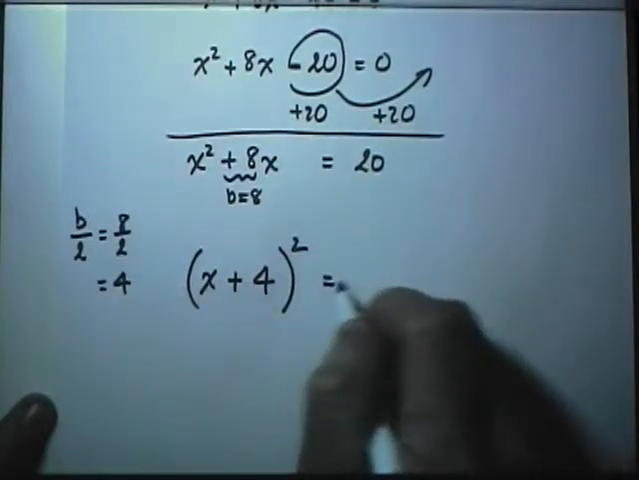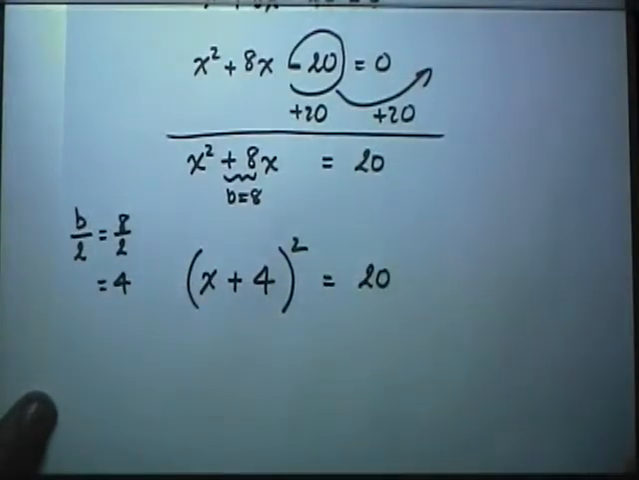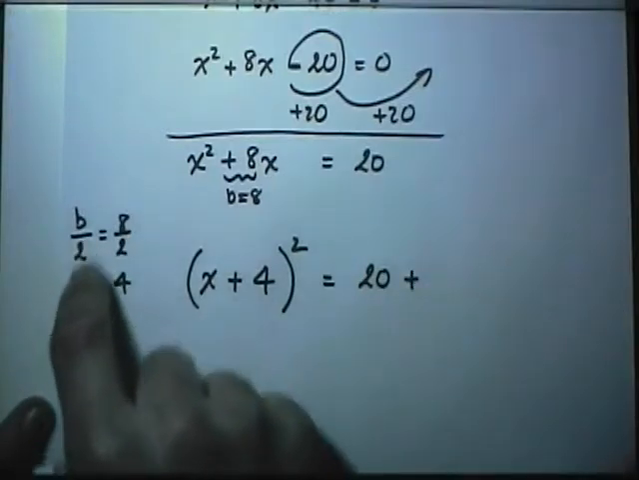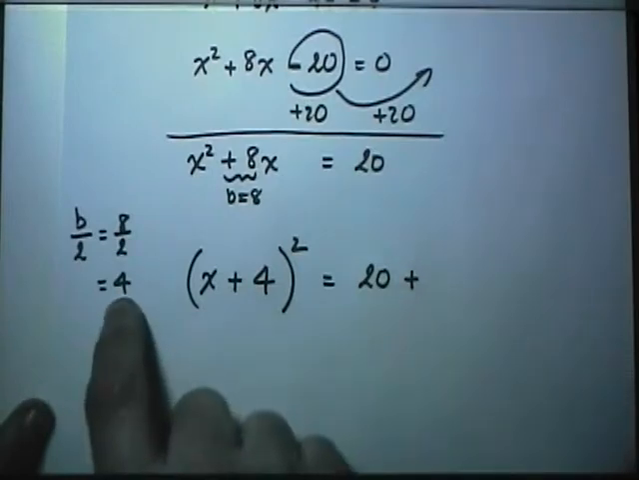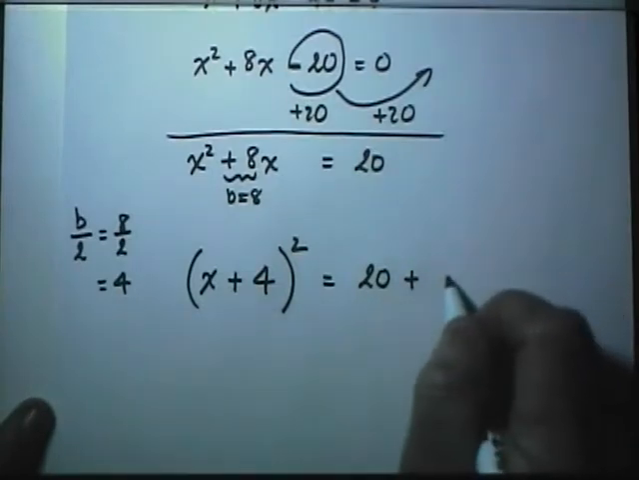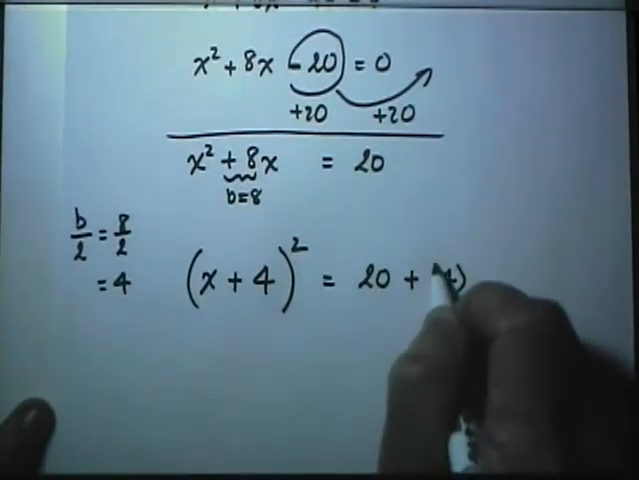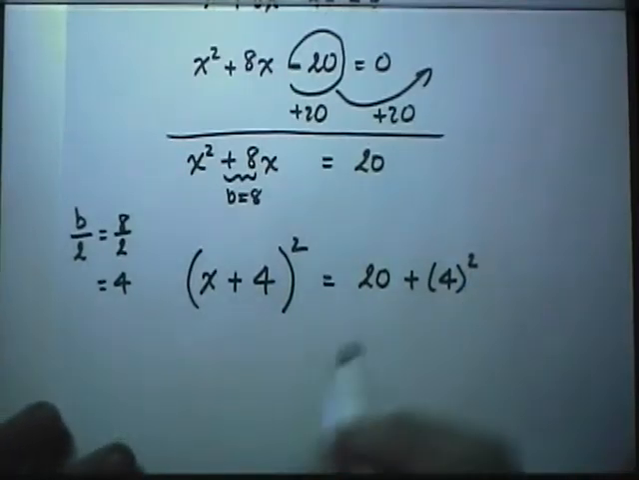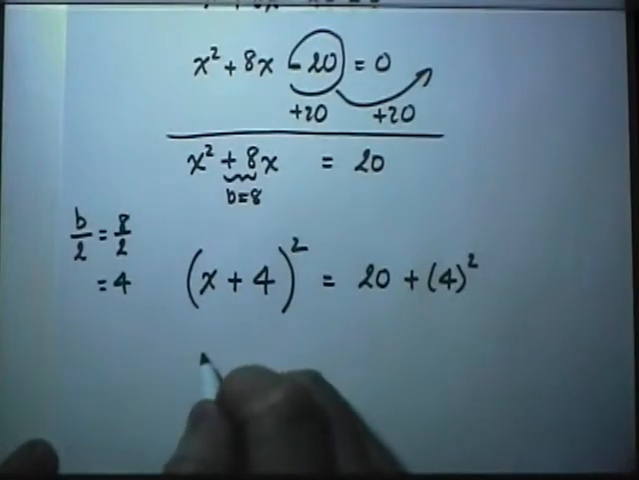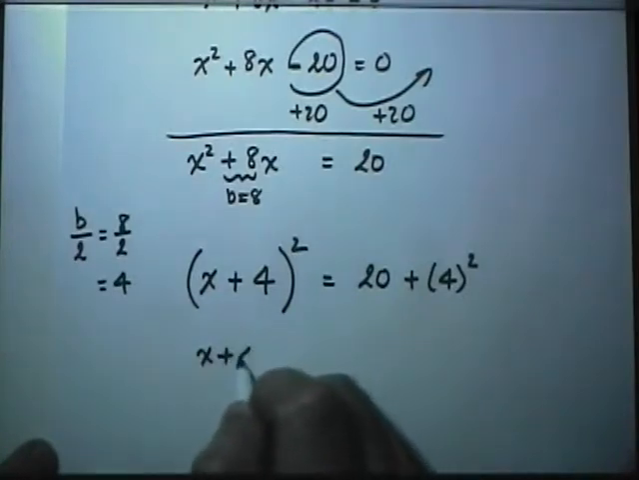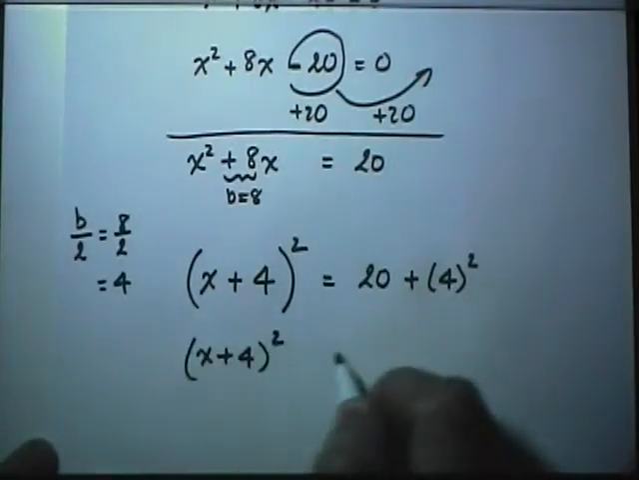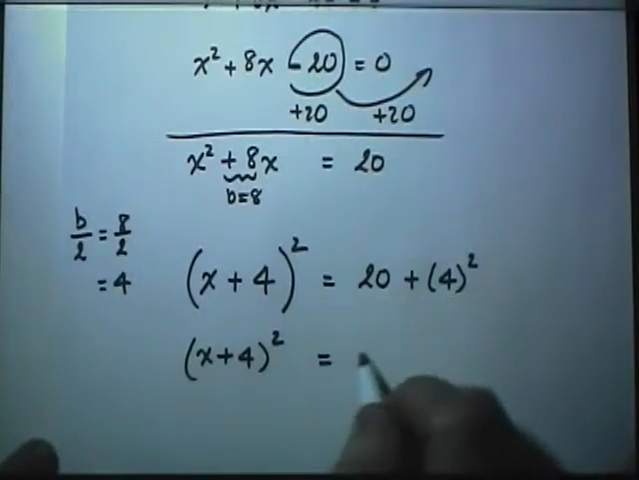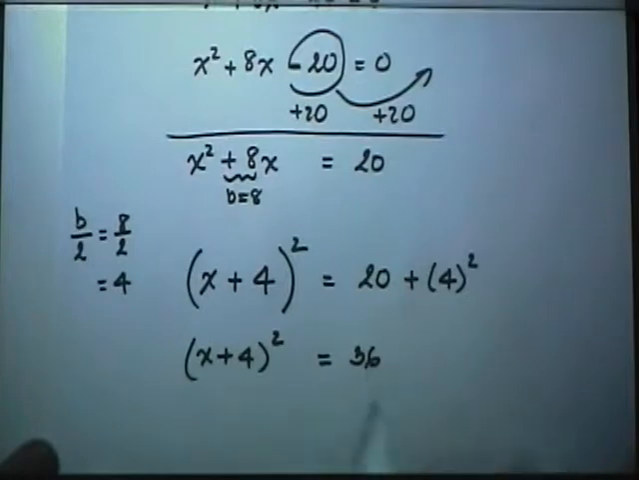And then on the right side, the 20 is still there. But what I need to do is add to it b over 2 all squared. So b over 2 is 4, but the square of b over 2, so it's going to be 4 all squared. Now my equation reduces to x plus 4 all squared equals 4 squared, which is 16, plus the 20, which is 36.